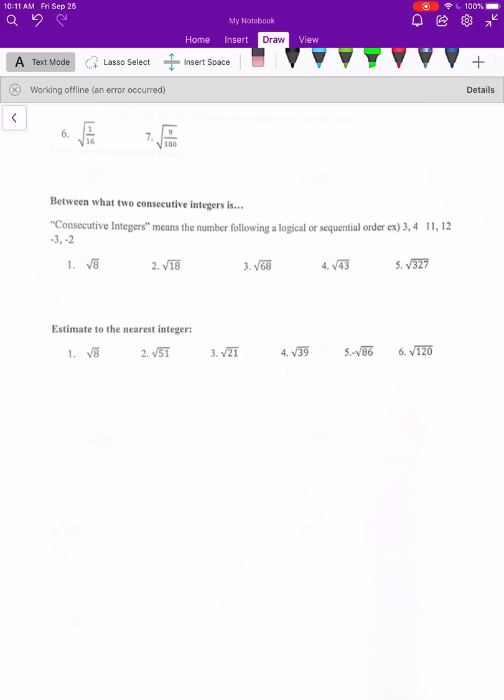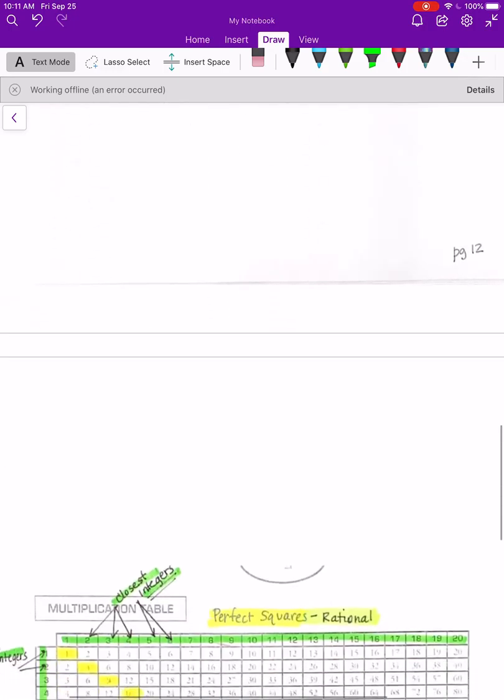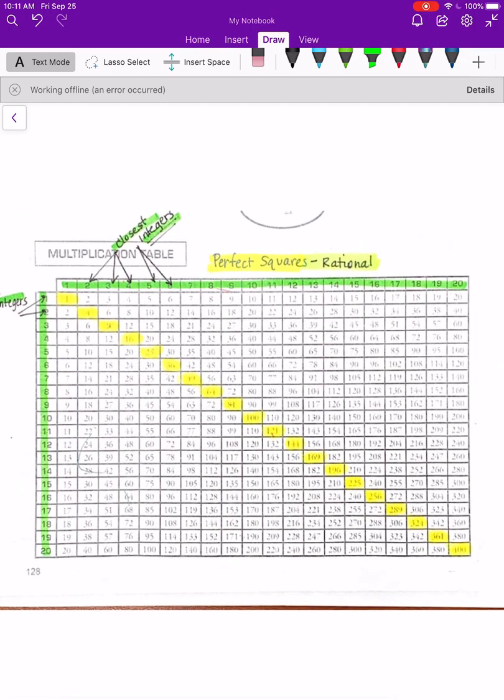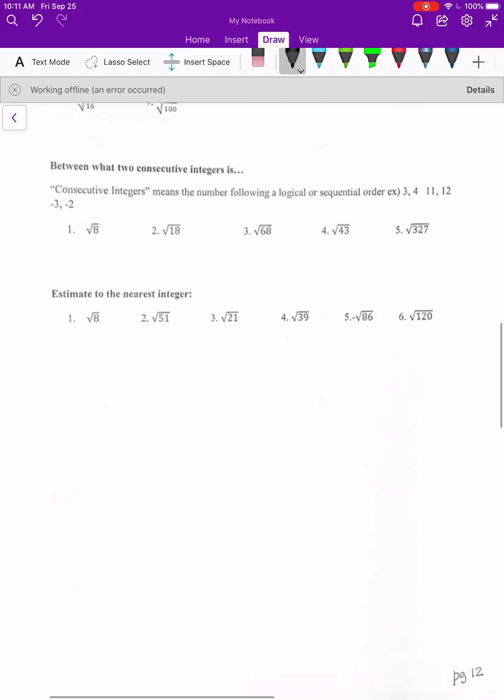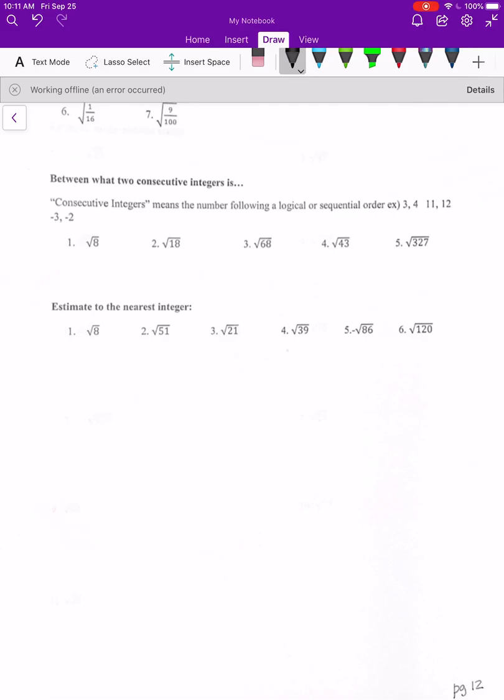So the first one says the square root of 8. Now, if we go to our chart, please go to your chart, you will see perfect squares. There is not one that says 8. There's a 1, there's a 4, and a 9. So I have to figure out between what two consecutive integers. I'm going to say the square root of 8, because 8, the number, is between the square root of 4 and the square root of 9, because 8 falls right in between, right?